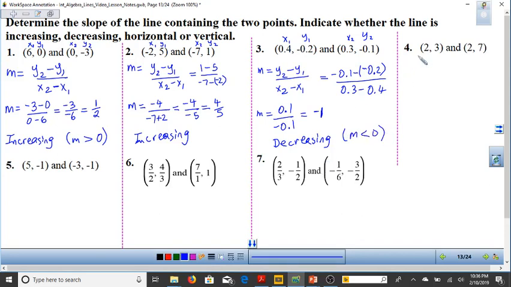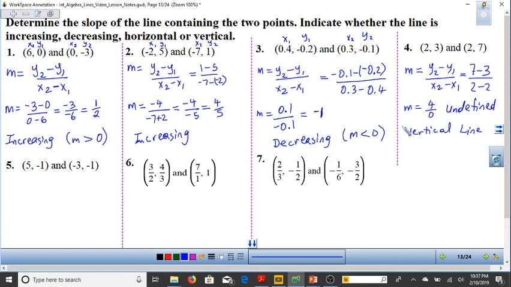Now let's try this one, number 4. In this case, again, we do m is equal to y2 minus y1 over x2 minus x1. When I do that, I get 7 minus 3, y2 minus y1, over 2 minus 2. 2 minus 2 gives me m equal to 4 over 0. This is undefined because we cannot divide by 0. Since the slope is undefined, we realize that this line is a vertical line.